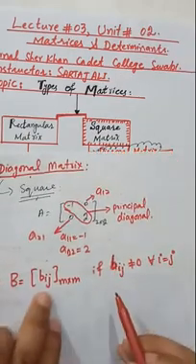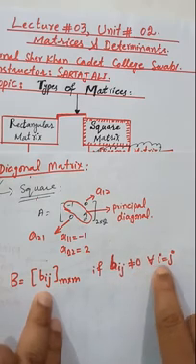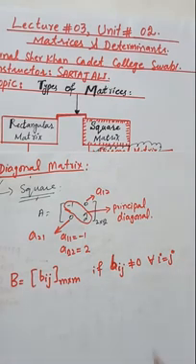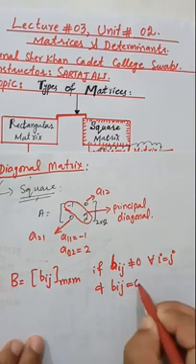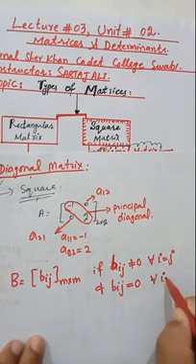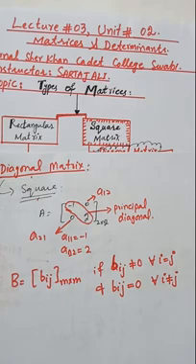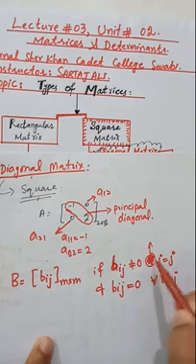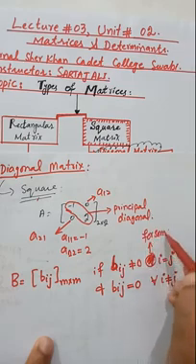It means that the elements of this matrix are non-zero for some i equal to j, and b_ij equal to 0 for all i not equal to j, meaning the rest of the elements, all the elements, are 0. Here, for all, you will write for some, because we say that at least one of the principal diagonal elements is non-zero, so this must be for some.